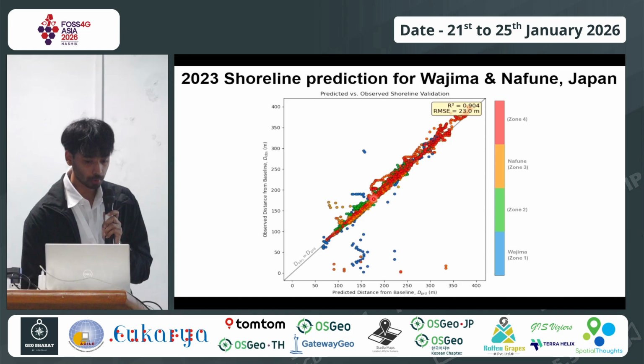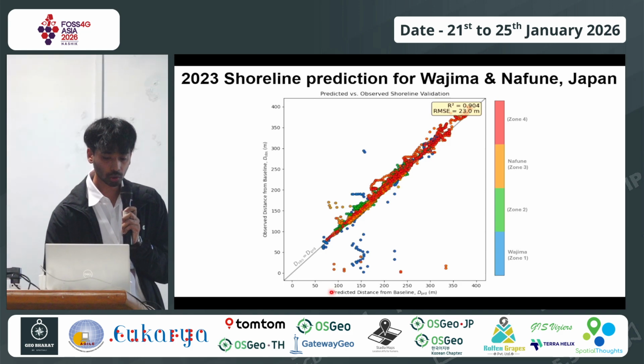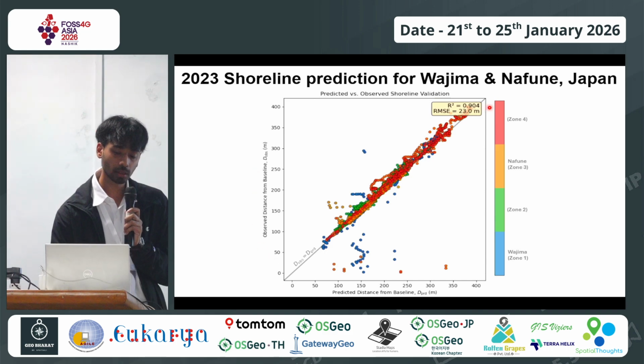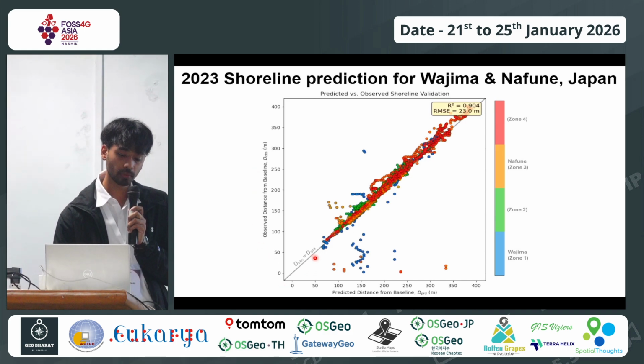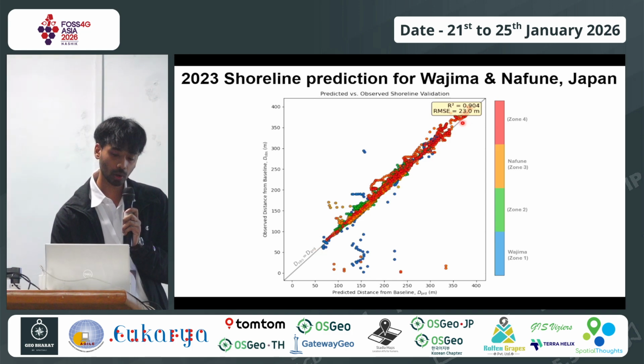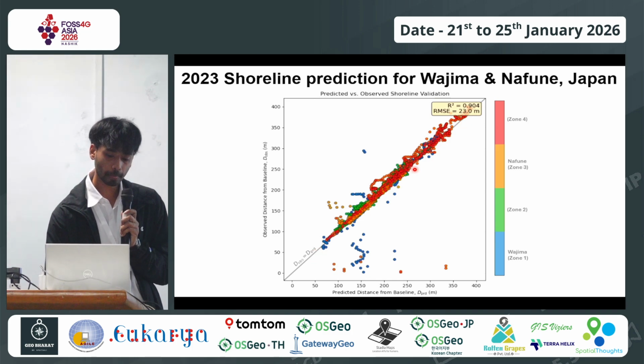Now this is the scatter plot. On the x-axis, it shows the predicted distance from baseline, and the y-axis shows the observed distance from baseline, and this is the reference line, where d observed is equal to d predicted. So if the points are closer to this reference line, then it shows that the prediction is good. And here it's giving the R square of 0.904.